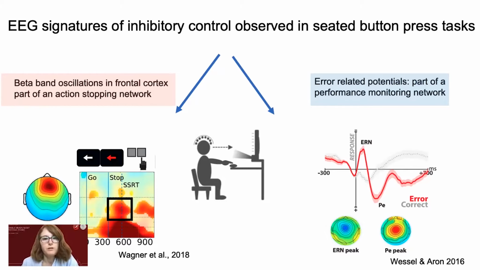On the right, you can see error-related potentials, which occur after an erroneous action, for example, a wrong button press, or 250 milliseconds after negative feedback to a wrong action. And these error-related potentials have been shown to be part of a performance monitoring network that basically tells us when we have to adjust our behavior.